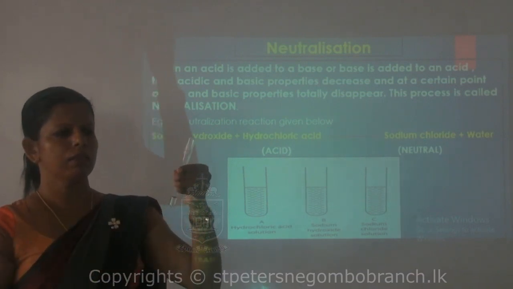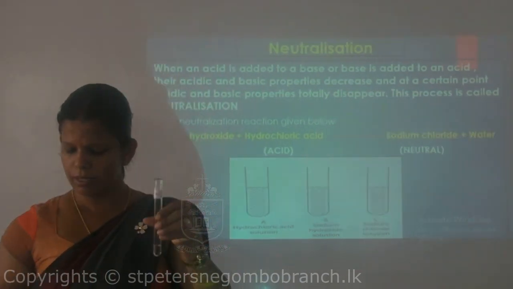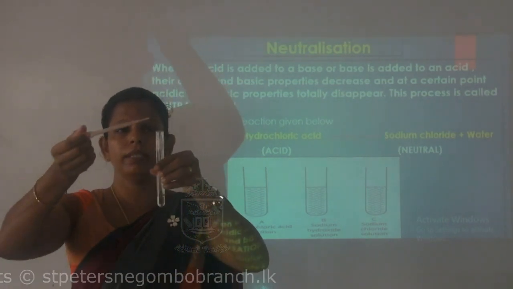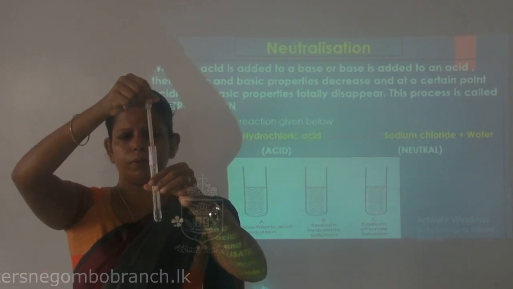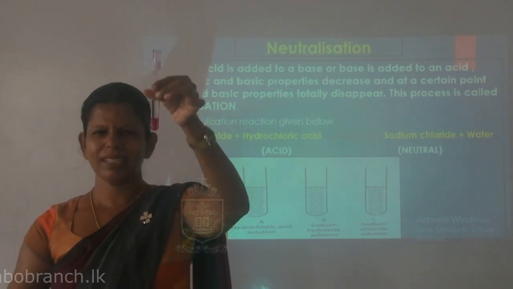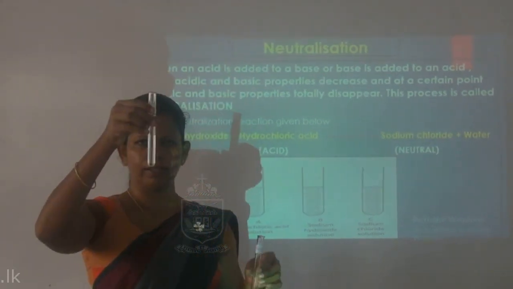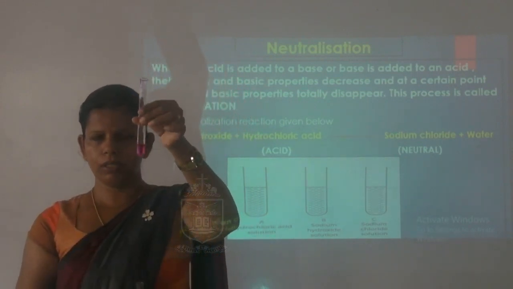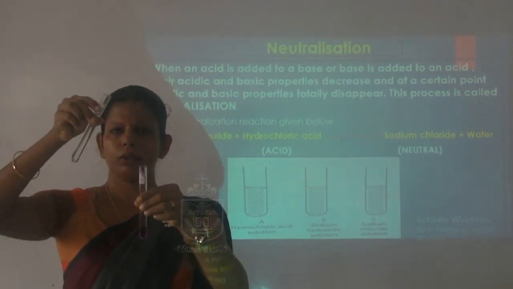I am taking sodium hydroxide, the base solution, and I put in some amount of phenolphthalein, that means 2 drops. You can see the color change. What is the color? It's the purple color, dark purple color. Then, this is hydrochloric acid. Now I am going to add the hydrochloric acid dropwise to the sodium hydroxide solution.